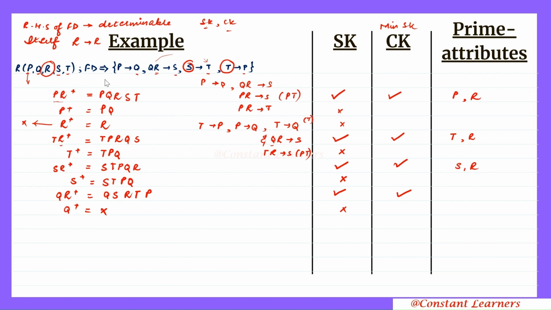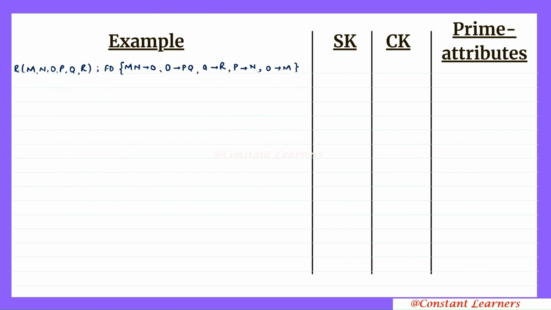Now the next example is a little different than this one, right? Alright, here we have the relation with attributes M, N, O, P, Q, R, right? And functional dependencies are also given. First thing I told you is we need to check the right hand side of the functional dependencies. Here we are getting O, P, Q, R, N, M. Now here, all of these attributes are present on the right hand side of the functional dependency.